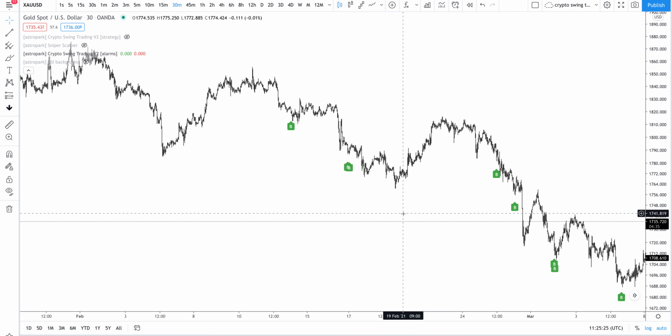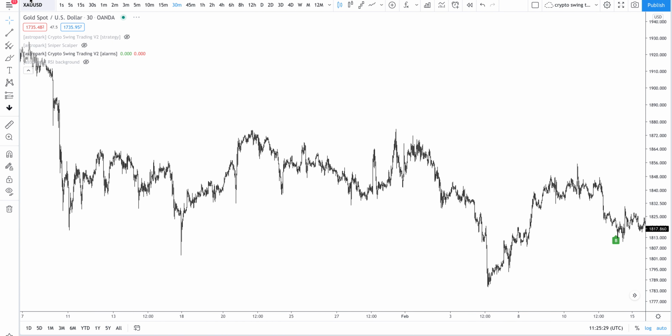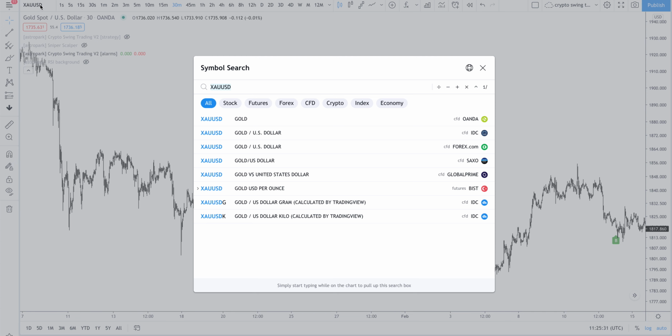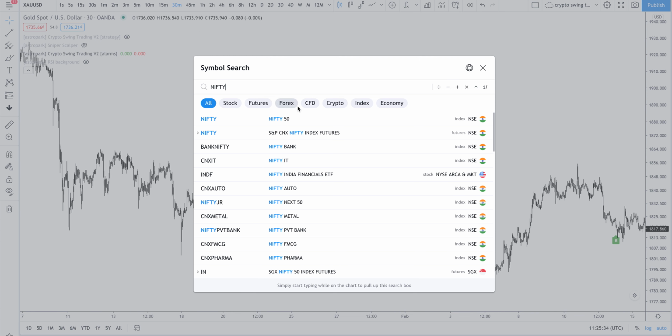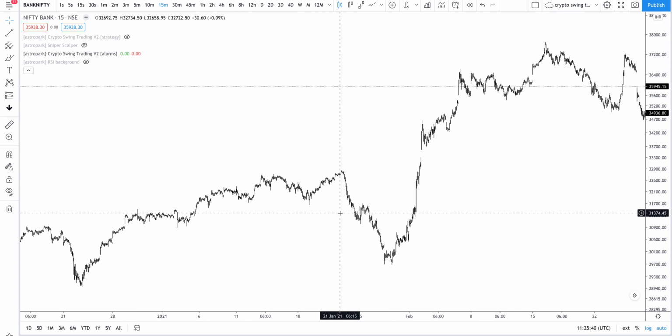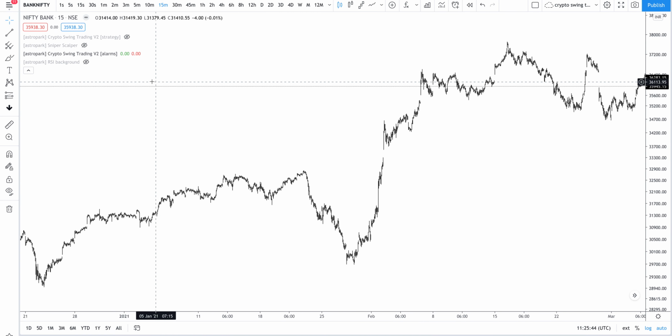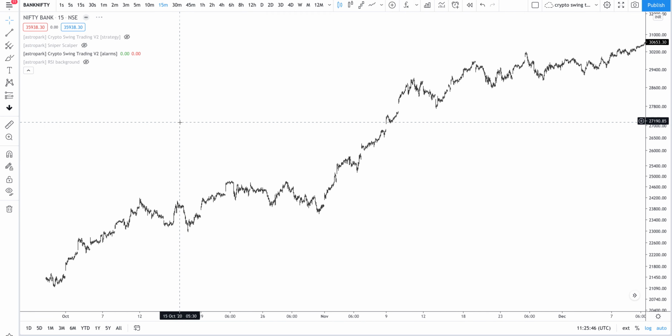Also, I have a lot of people that ask me about an indicator that can work on Bank Nifty. So let's check also Bank Nifty, if it works also here. A lot of day traders. No, it seems not to be giving any signal here.